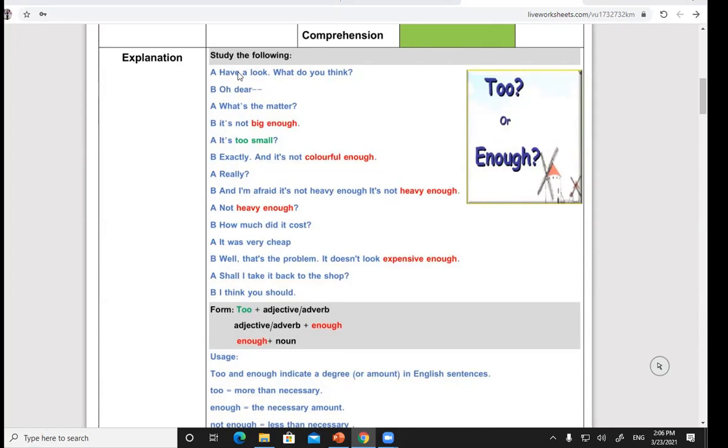Have a look. What do you think? B. Sulaiman. Oh dear. What's the matter? Wait a minute. I'll choose another one. Abdul Rahman Alim Sa'id.